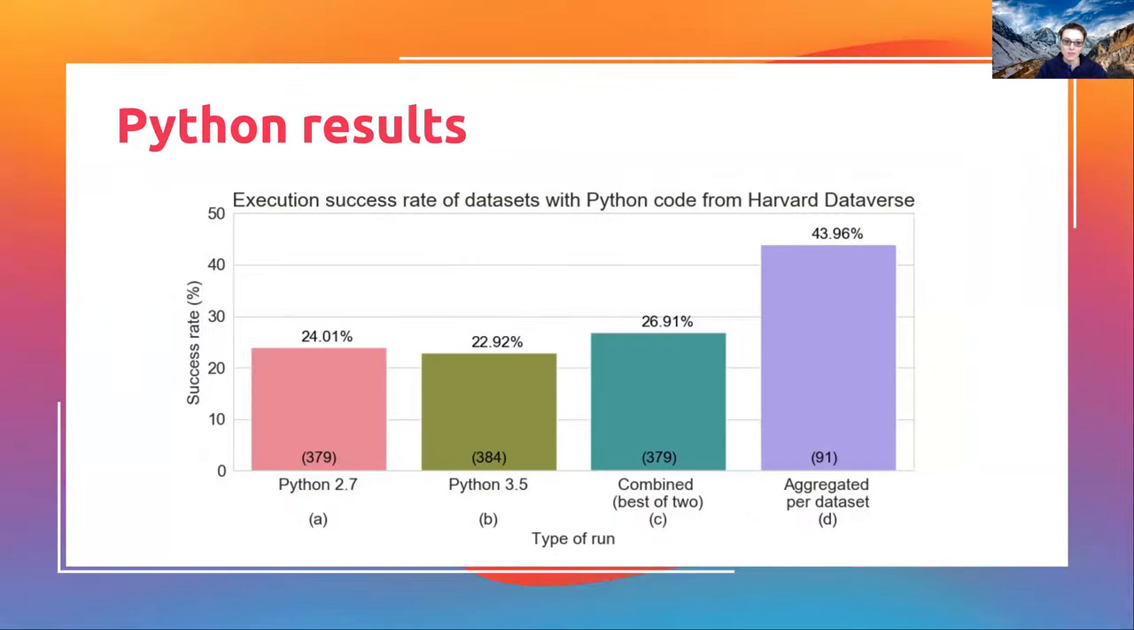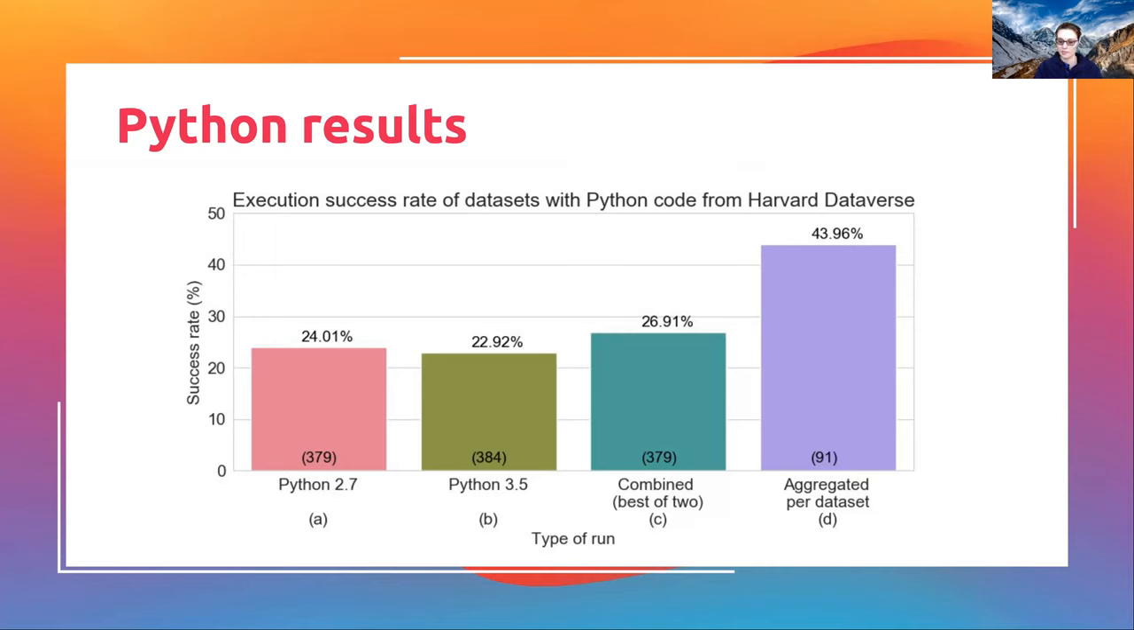Then we try to do the same thing on Python. What happens when we try to re-execute Python files with two different versions of Python? The results are similar: around 20 to 25% success rate, or 27% when we combine these. And then if we aggregate these results per dataset and say we have a successful dataset if only one file re-executes, we also get a higher success rate, though this is a little bit different.